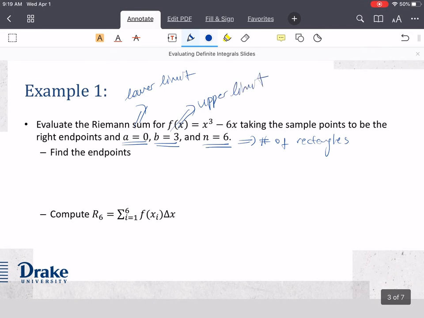Okay, so then we know that n is 6. So how could we find the width, in other words, delta x? Because we know the whole interval goes from a to b, we can subtract those to find that whole length and then divide by the number of rectangles, which is in this case 6. So we're going to say, let me write it this way, (b minus a) over n. So b is 3, a is 0, n is 6. So we will get 1 over 2.